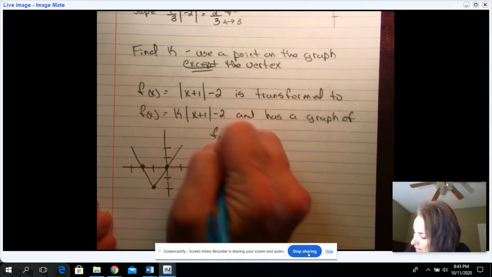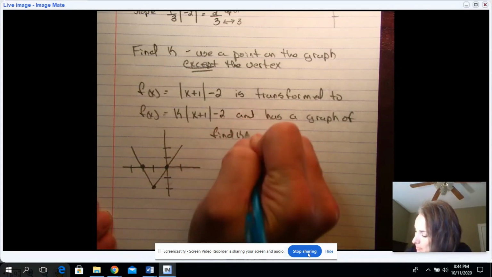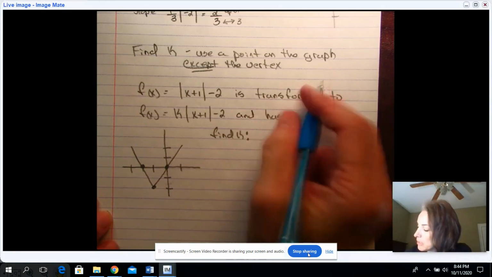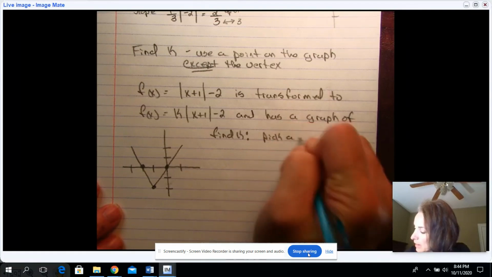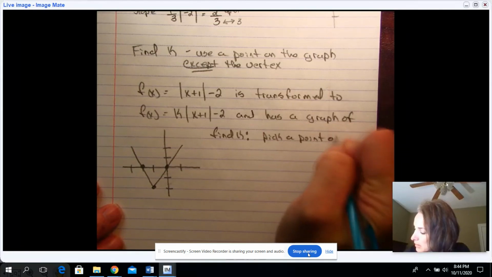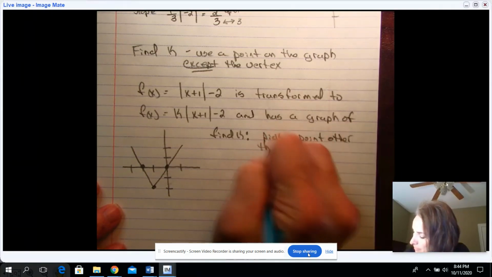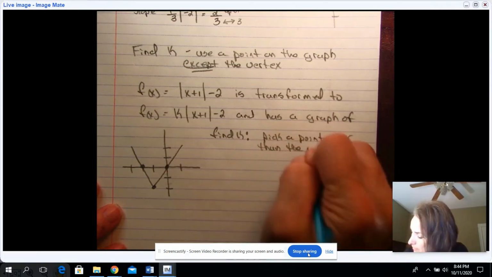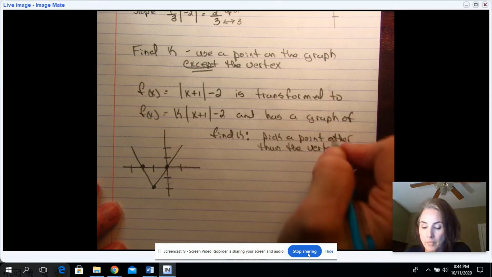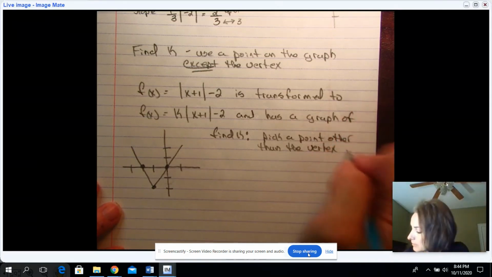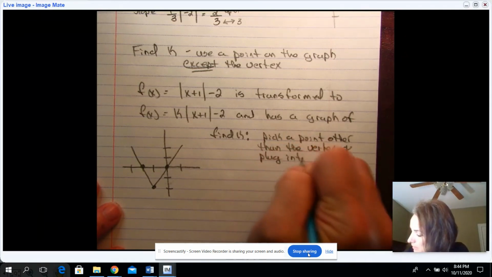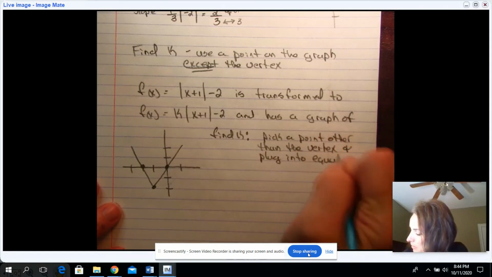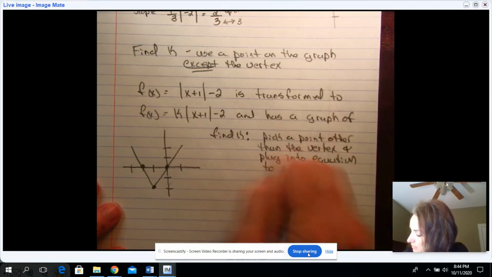So we need to find k. So the way we do that is just pick a good point, not the vertex. So pick a point other than the vertex, and plug into the equation to solve for k.